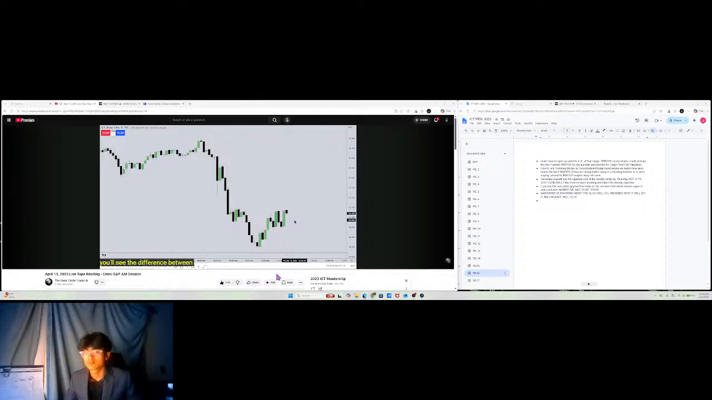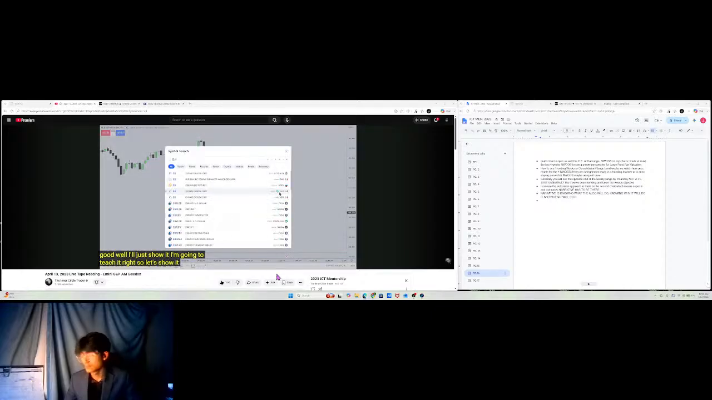You'll see a difference between cable and euro. If you look at the difference between them two now, cable is a little bit weaker on the downside, and euro dollar didn't go. Well, just show it. I'm going to teach it, right? So let's show it.